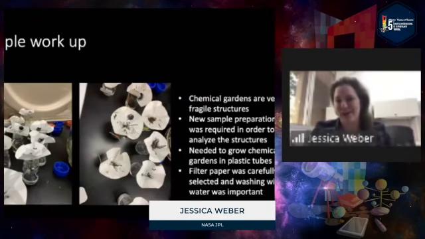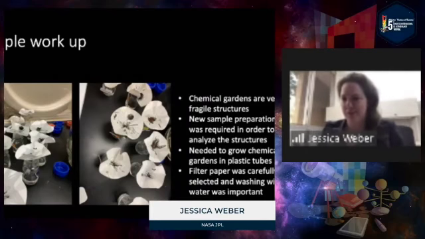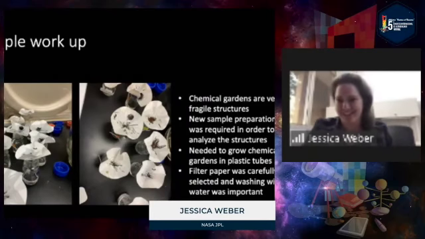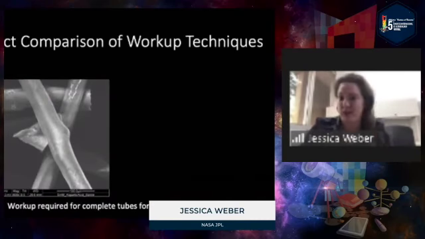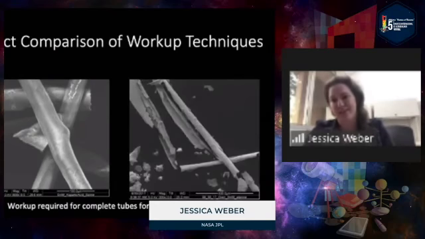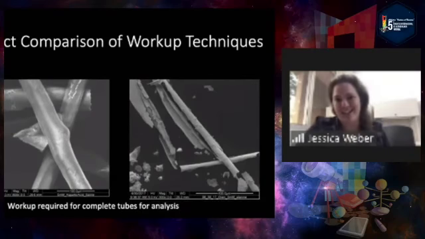I know we're short on time, so I won't go into this detail, but I would be happy to discuss the sample prep of delicate materials with anyone at a later date. But it really was very important, because this is what the chemical gardens looked like when we were able to get good work up, and this is what they looked like when we did not work them up properly. So there was a very, very clear distinction in our ability to get good data.